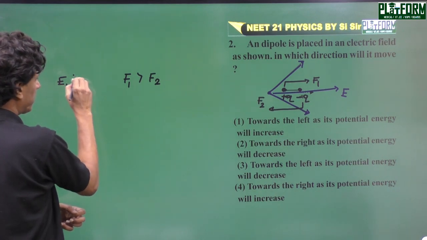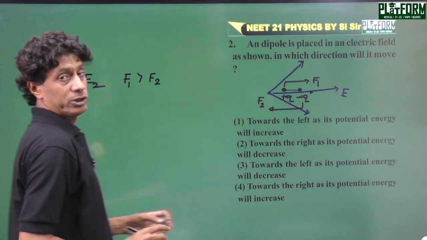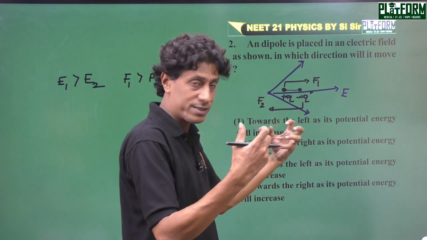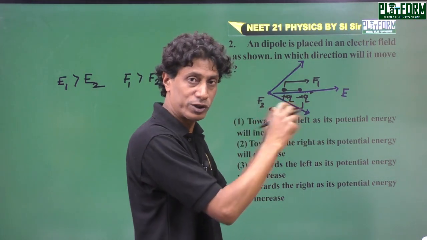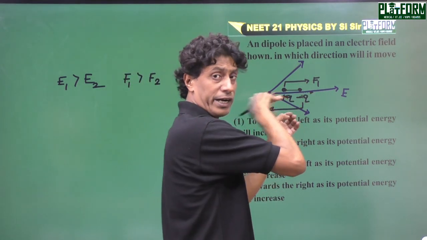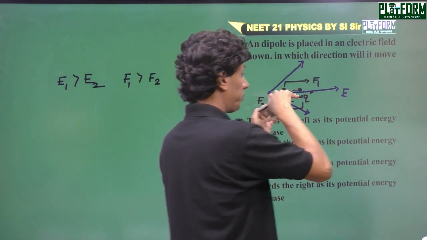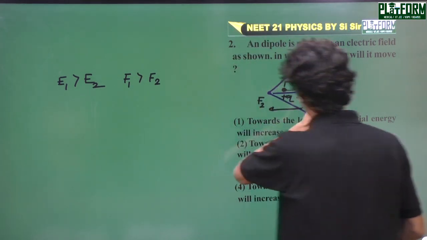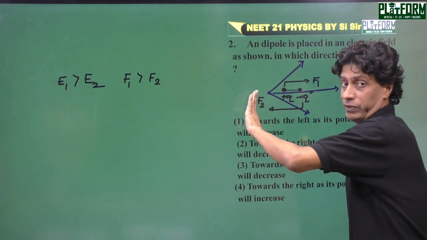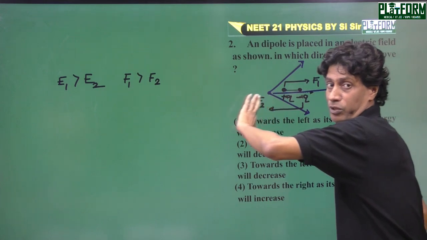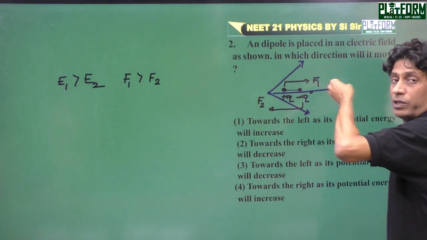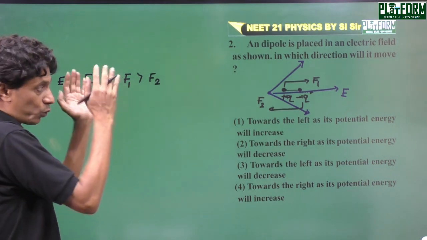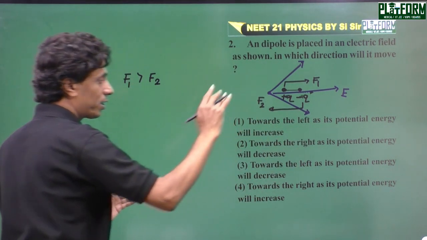Since the electric field is non-uniform, the electric field at the point where the positive charge lies is more, and where the negative charge lies is less. Therefore, the force on the positive charge is more and the force on the negative charge is less. The direction of force on the positive charge is always along the direction of the electric field, but the force on the negative charge is always against the direction of the electric field. But since these two charges form a dipole, the total dipole finally moves rightward.